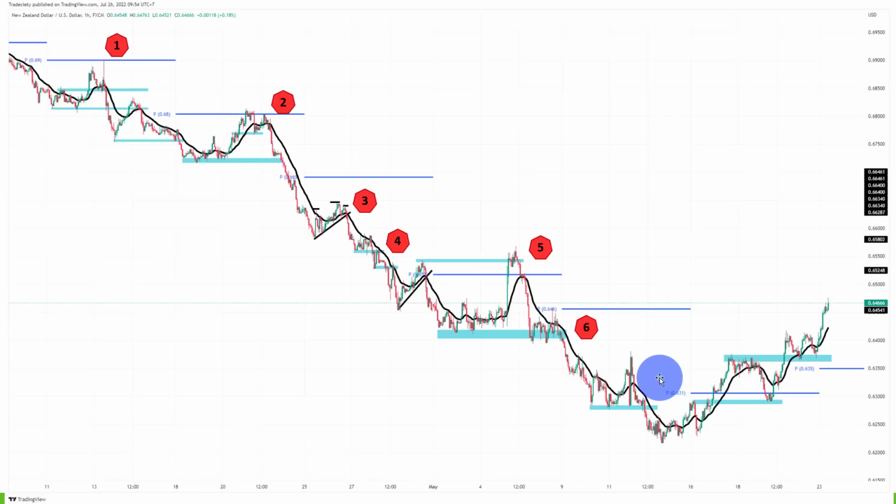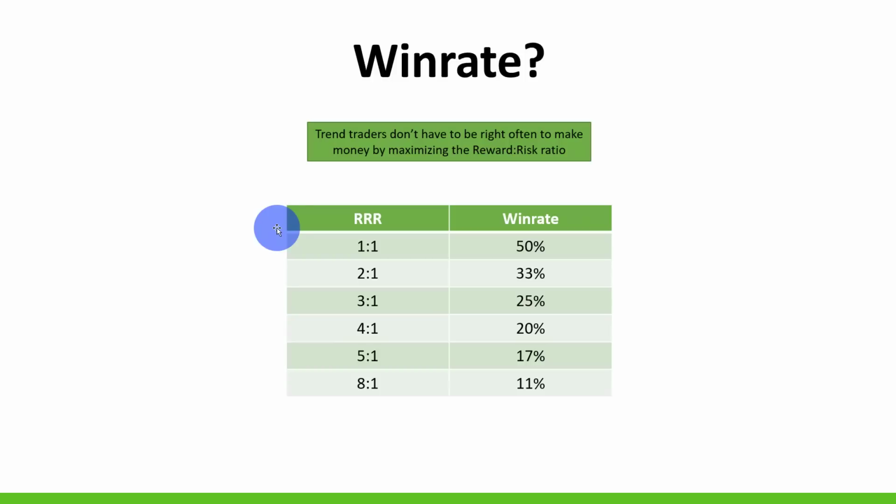So you can see trends are very complex. There are many different ways how you can go about trend trading. And the good thing about trend trading is that if you catch those trend waves, often you can trade very large reward to risk ratios. And that's the beauty of trend trading, because reward to risk ratio and win rate go hand in hand.